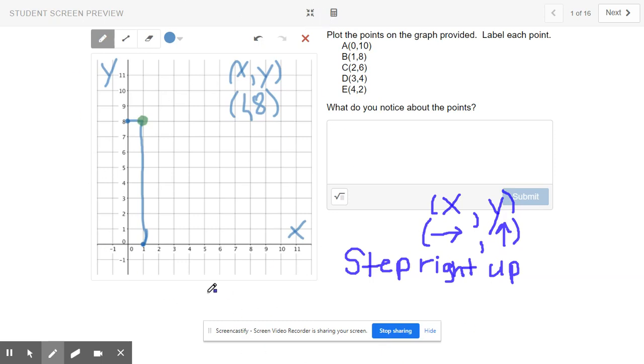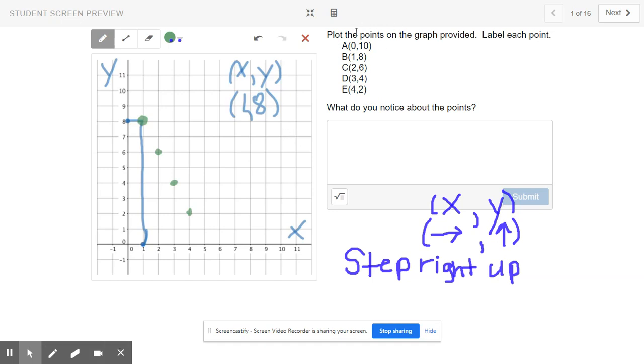So if you continue to plot these points, C is 2, 6. So we go to 2 on our x, because x is first, 6 on our y, and they meet here. So here's 2, 6. For D, it's 3 on our x, up to 4. So we're stepping right first and then going up. And then here we go to 4, 2.